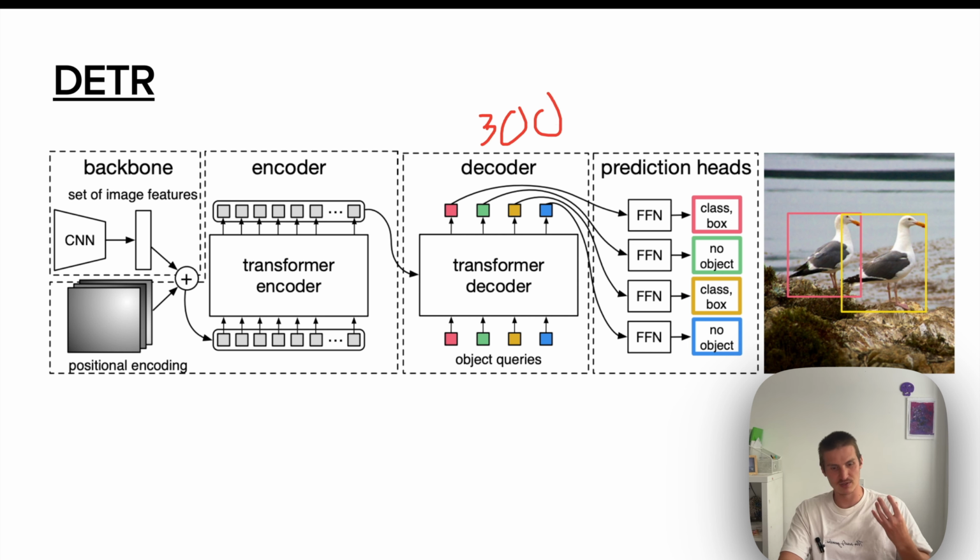So we need some sort of way to match those predictions with the ground truth. In a good case, like this one, we actually have two predictions which seem to match the ground truth objects.